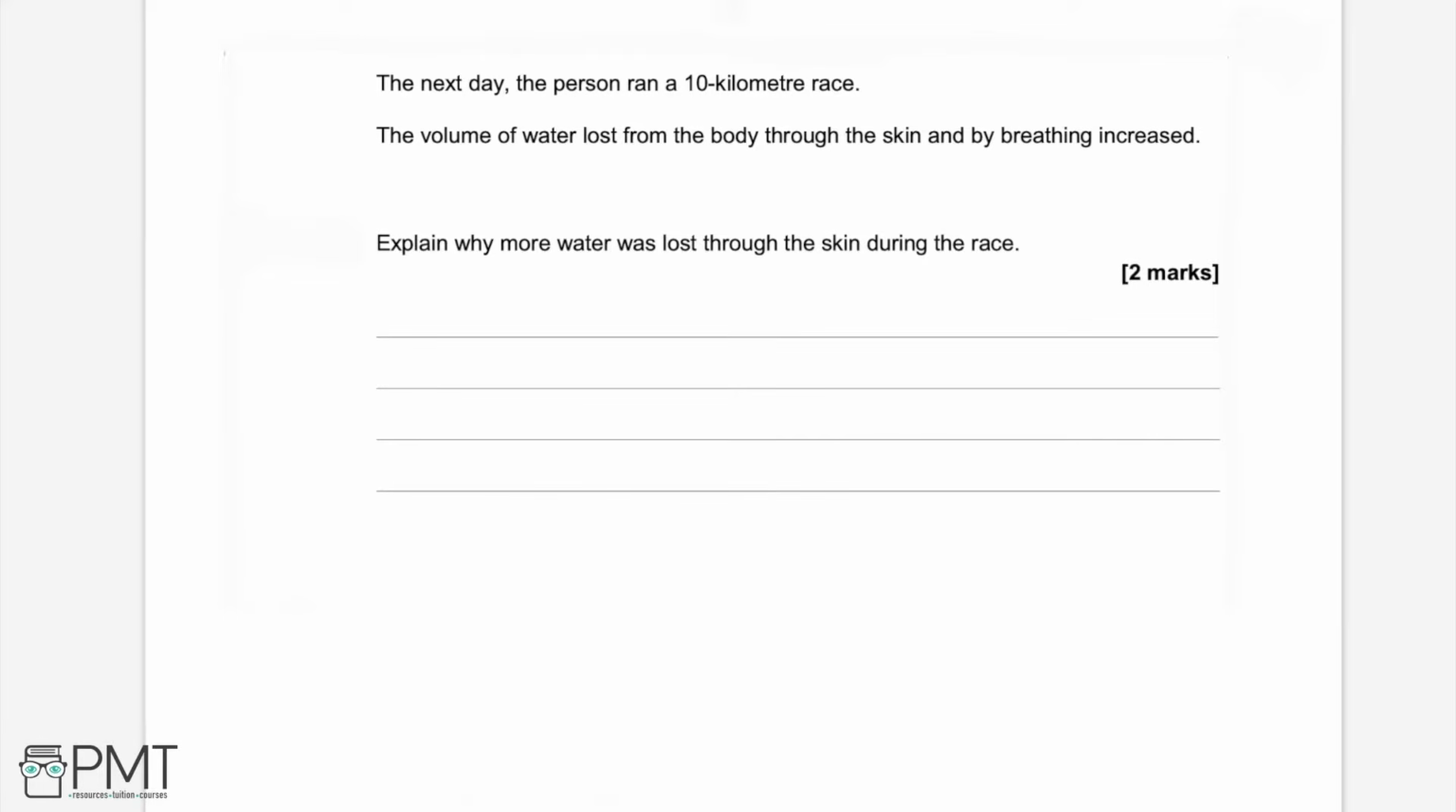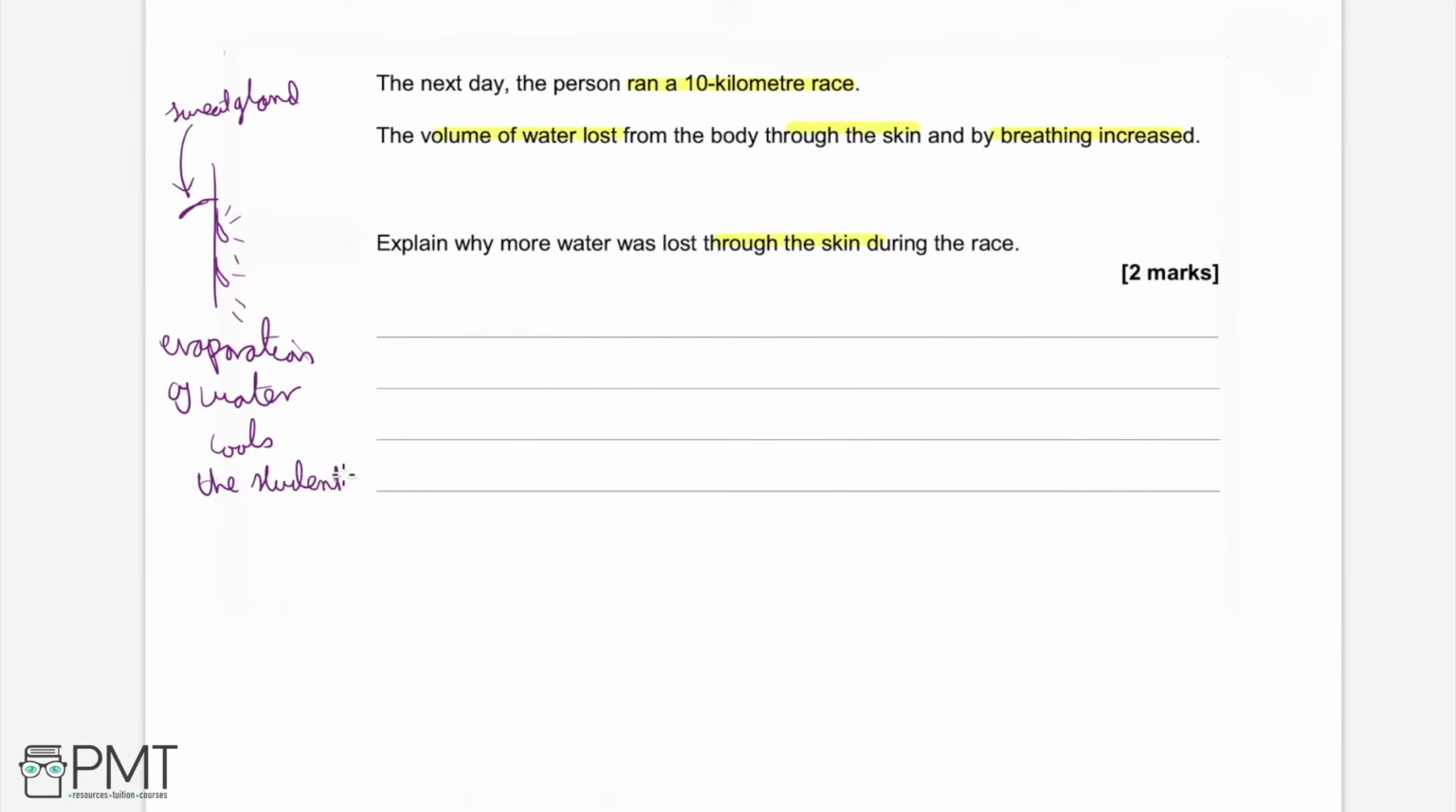The next day, the person ran a 10-kilometer race. The volume of water lost from the body through the skin and by breathing increased. Explain why more water was lost through the skin during the race. Well, water is lost from the skin as sweat, produced in sweat glands. The reason this is done is to cool the body. As the sweat evaporates, this requires energy. This takes heat energy away from the skin and the body, thus cooling the body.